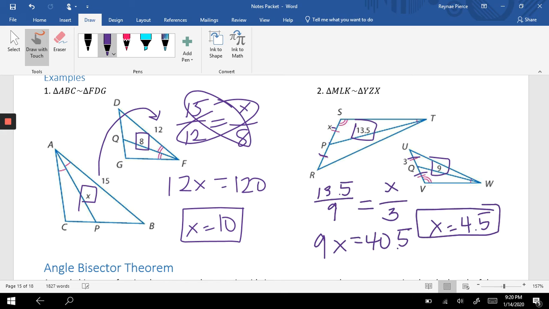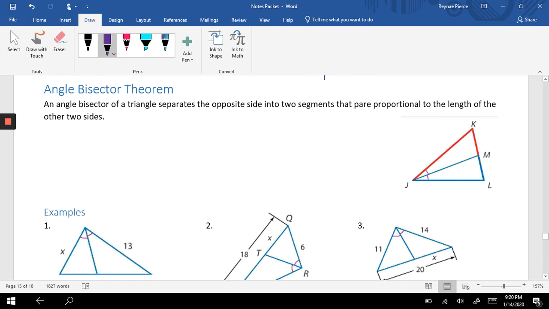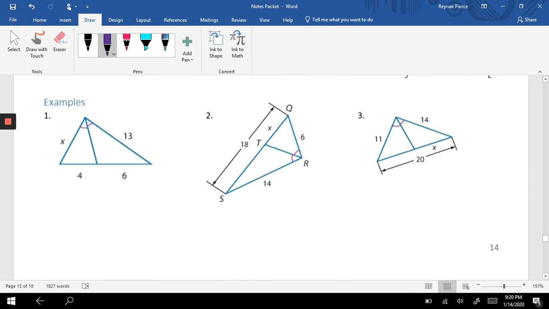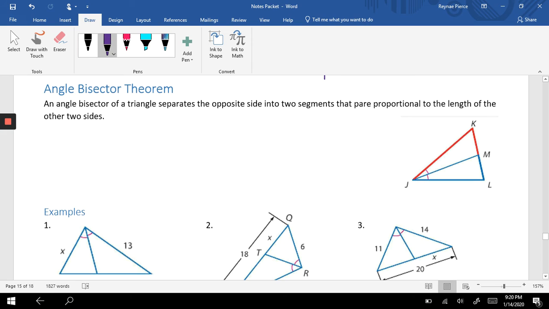Okay, so nothing has changed. We're still setting up a proportion, cross multiplying and solving for x. Again, we're just including more parts of these triangles. Okay. The last thing we're going to talk about here, the angle bisector, is special for us.